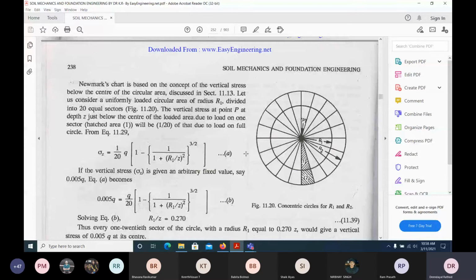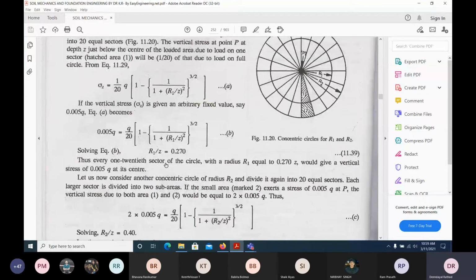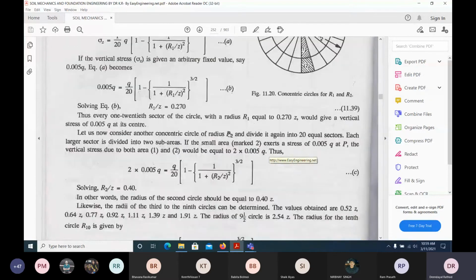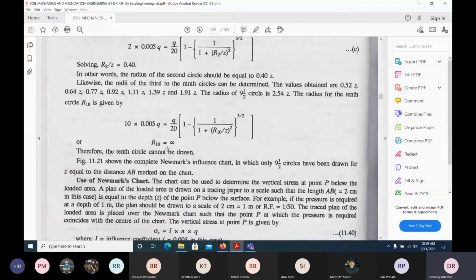So it is Newmark's chart, based on circular area footings. If the vertical stress sigma z is given by some arbitrary fixed value, say 0.005 q, and the equation becomes this one, then solving this equation you will get r1 by z equal to 0.25. Thus every 1/10th sector of the circle with radius r1 equal to 0.270 z would be a vertical stress of 0.005 q at its center. Understand?